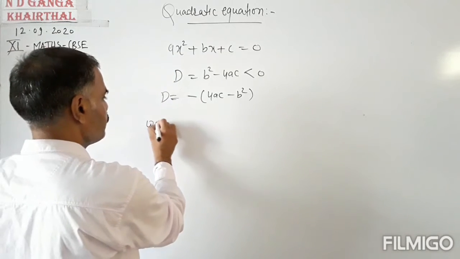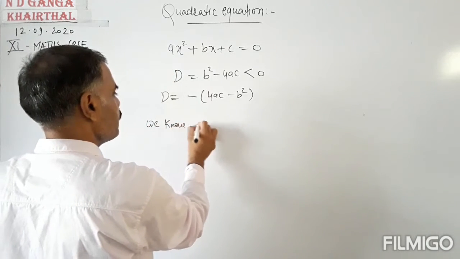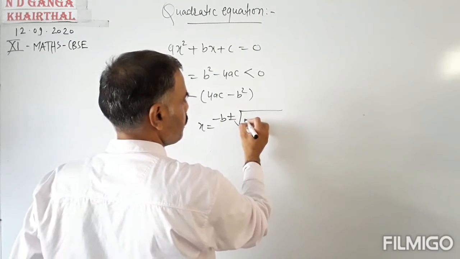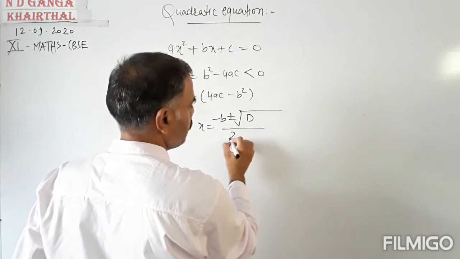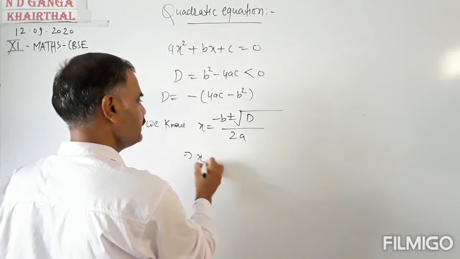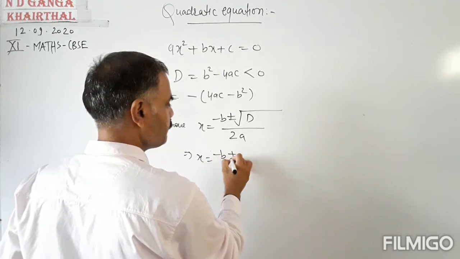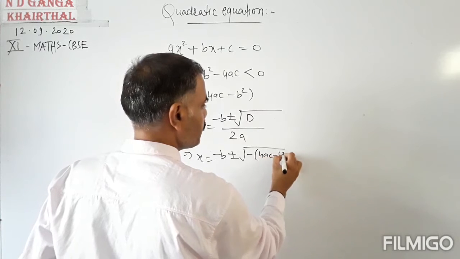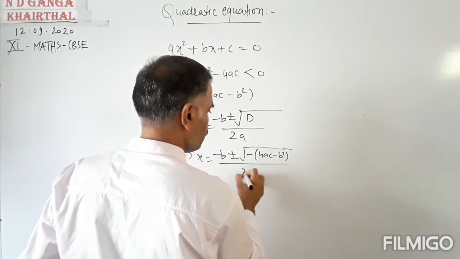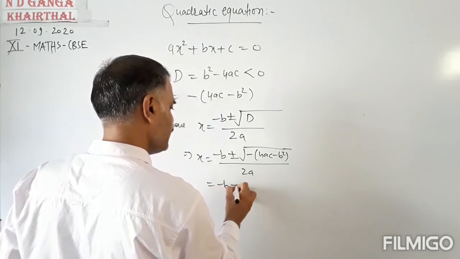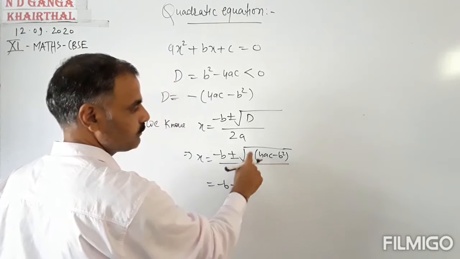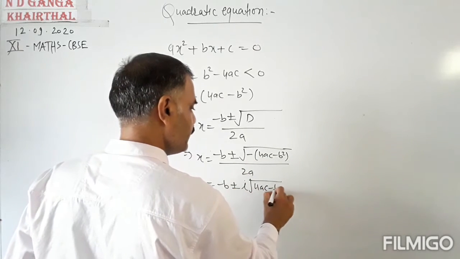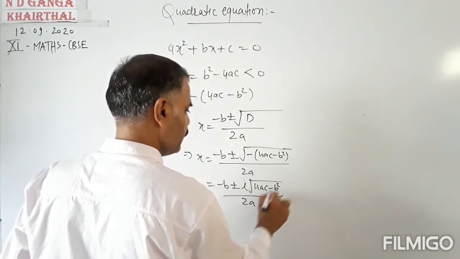Now we know x equals minus b plus minus under root of b square minus 4ac, upon 2a. So x equals minus b plus minus under root of minus (4ac minus b square), upon 2a, and this can be written as under root of minus 1, that is iota, times under root of 4ac minus b square, upon 2a.